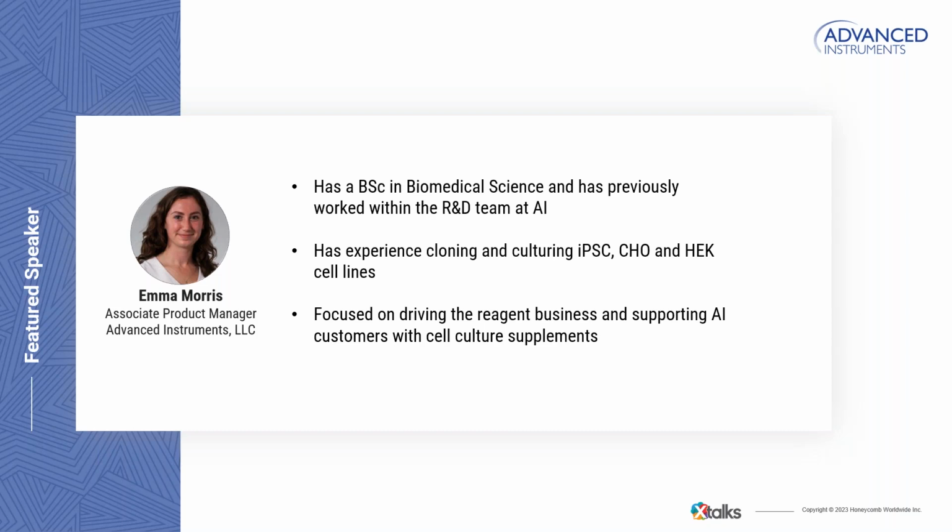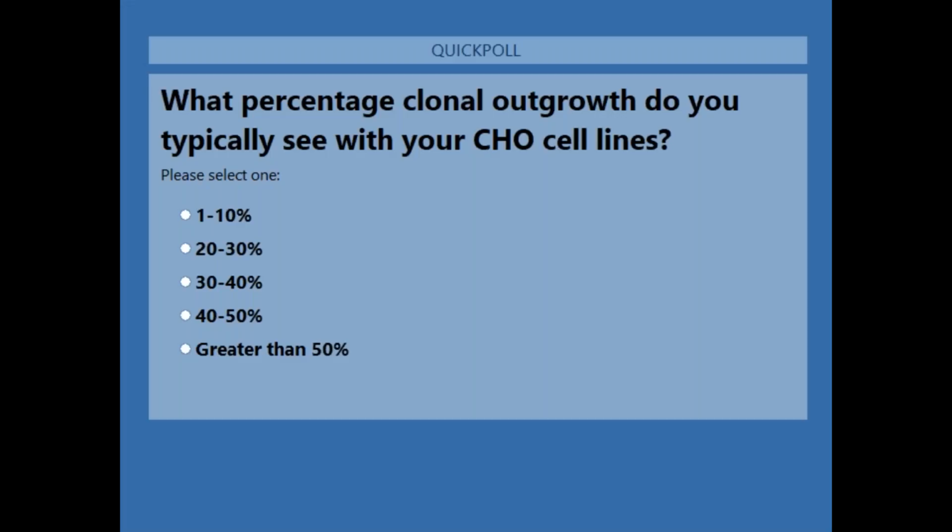Now, before I pass the presentation over to Emma, we have a poll question for our audience. You should be seeing that poll on your screen. The first question is, what percentage clonal outgrowth do you typically see with your CHO cell lines? Please select one of the following: 1 to 10%, 20 to 30%, 30 to 40%, 40 to 50%, or greater than 50%.